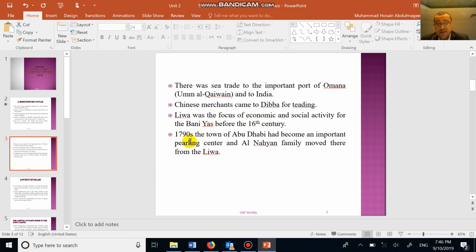Now, in the 1790s, the town of Abu Dhabi had become an important pearling center, and this was actually the modern establishing of Abu Dhabi. The Al Nahyan family moved there from Liwa. So the Al Nahyan family lived in Liwa, and then they moved to Abu Dhabi. Abu Dhabi became the pearling center, and afterwards it became the capital of the country. That was in the 1790s.